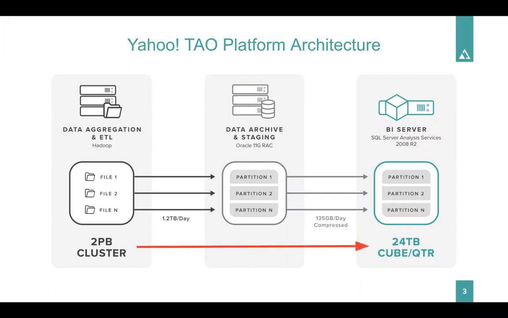So the first problem is that what you see here, that we're condensing 2 petabytes into 24 terabytes. Now 24 terabytes was the largest cube. I think it still is by an order of magnitude of 5. The next largest cube was Microsoft's own MSDN cube, which was 5 terabytes at the time. So you can look at that and you can say, wow, SQL Server Analysis Services does a really great job at compressing data, doesn't it?